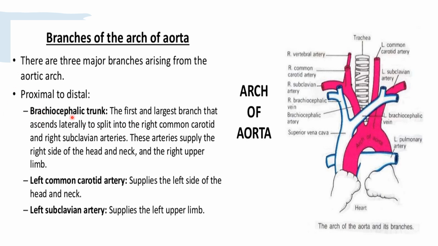Now the brachiocephalic trunk, the first and largest branch, ascends laterally to split into right common carotid and right subclavian arteries. So this brachiocephalic trunk divides into right subclavian and right common carotid artery. These arteries supply the right side of the head and neck and the right upper limb. Then the left common carotid artery, directly from the arch of aorta, supplies the left side of the head and neck. The left subclavian artery supplies the left upper limb.